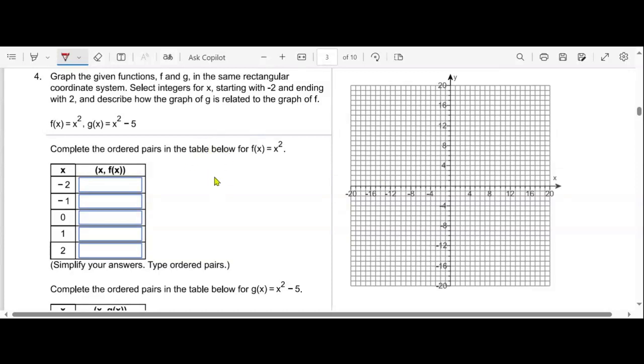Okay. First of all, graph the given functions f and g in the same rectangular coordinate system. Select the integers for x starting with -2 and ending with 2, and describe how the graph of g is related to the graph of f. So how many functions do we have? How many equations? Two. One is called f and the other one is called g of x. So he's giving you two functions and he's asking you to graph both of them on the same coordinate system.